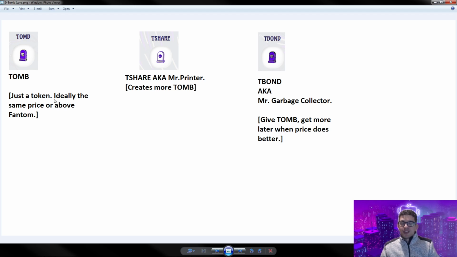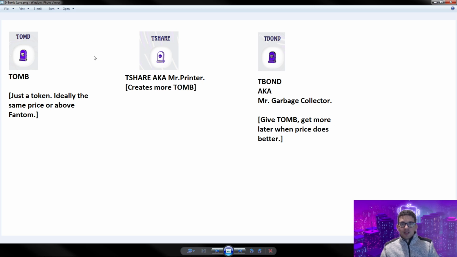We got TOMB, and think of it as just a token. Now, with TOMB, we want it to be above the price of Fantom, okay? So Fantom is the token on the Fantom blockchain, and we want TOMB to be above it. Sometimes it's not. We'll talk about the scenarios about that. But when it is above, then we got TSHARE, aka Mr. Printer. Brrr, he goes brr, right? And he creates more TOMB tokens.